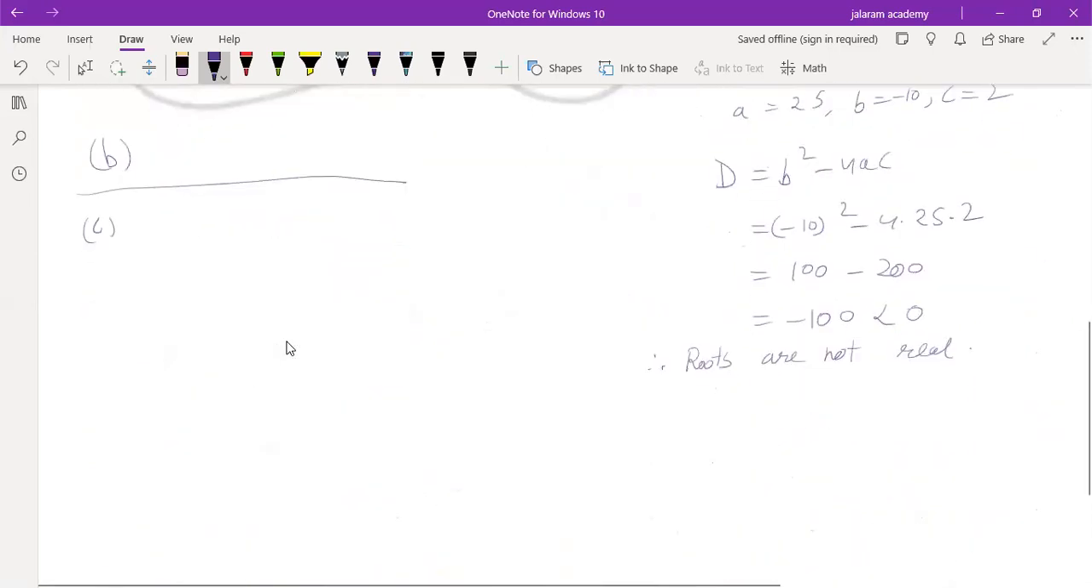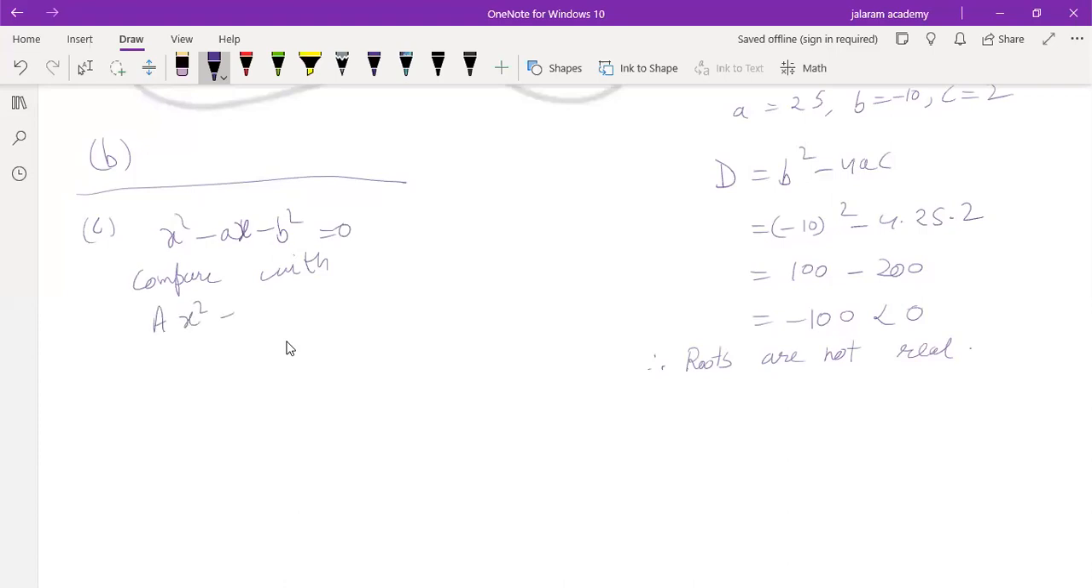Now x square minus ax minus b square equals 0. So compare with, now remember, whenever there are small a, small b, small c, etc. in the given question, in the general form we will write capital A x square plus capital B x plus capital C equals 0. So it will be easy to compare.